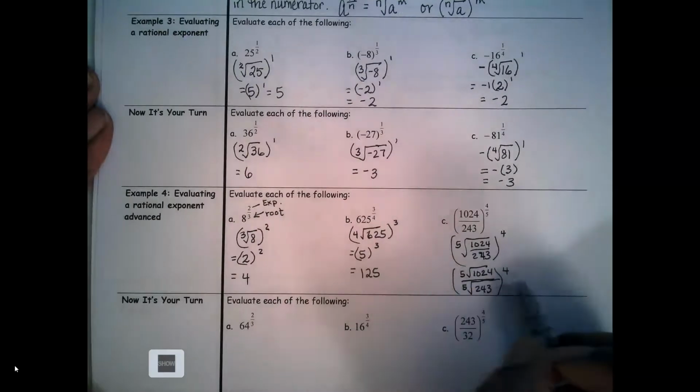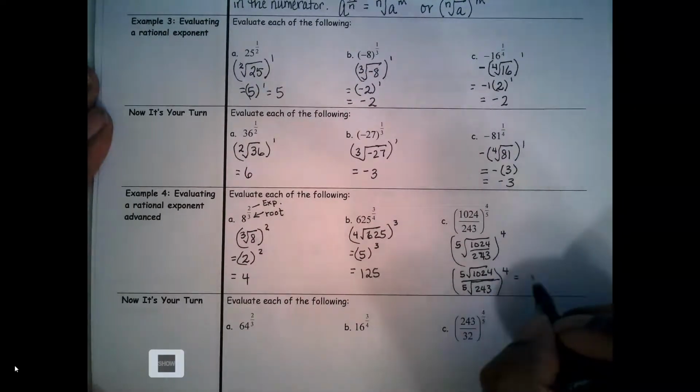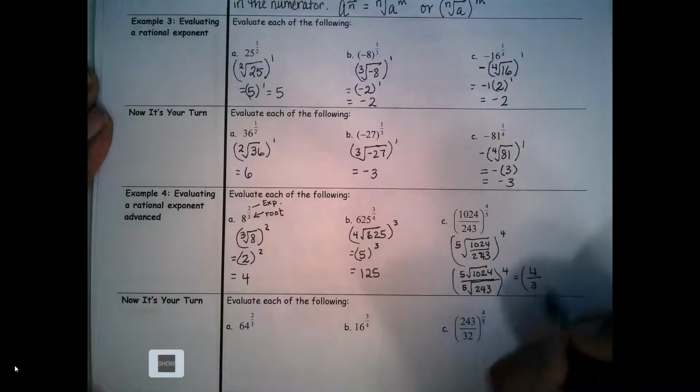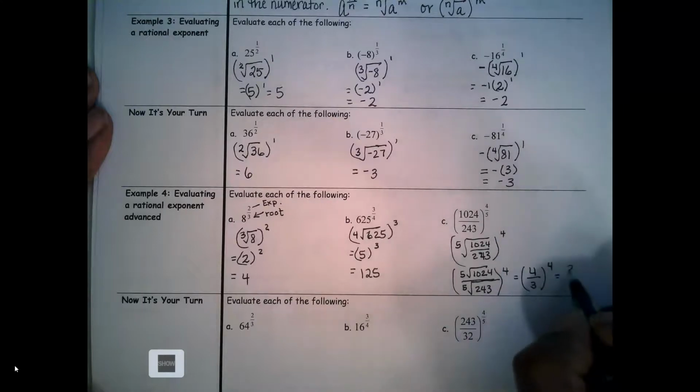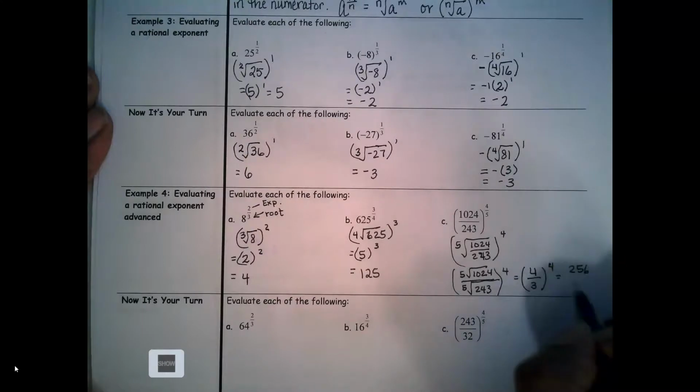Well, the fifth root of 1024 is 4. And the fifth root of 243 is 3. Take that result, raise it to the fourth power. 4 to the fourth power is 256. And 3 to the fourth power is 81.